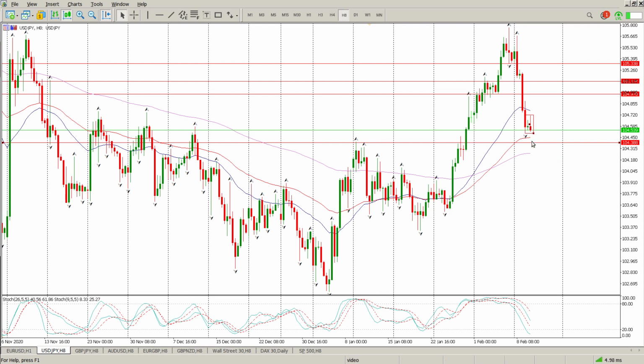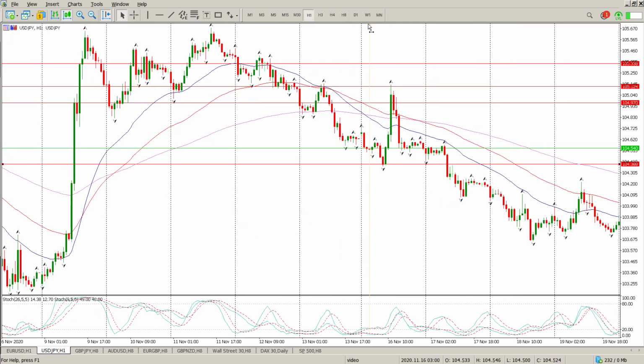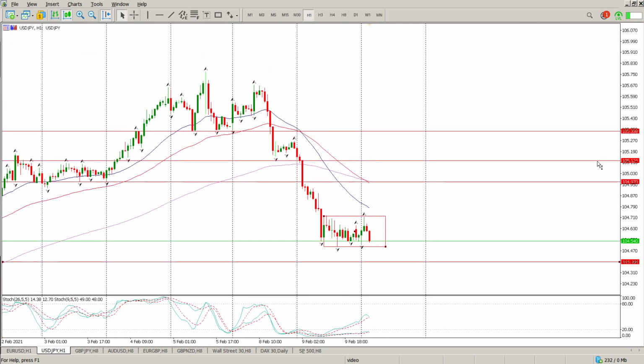Often what happens is we come back onto the level. It does test all the moving averages. So I wouldn't be surprised to see buyers stepping in here at 104.388. So yeah, that's just my view at the moment.